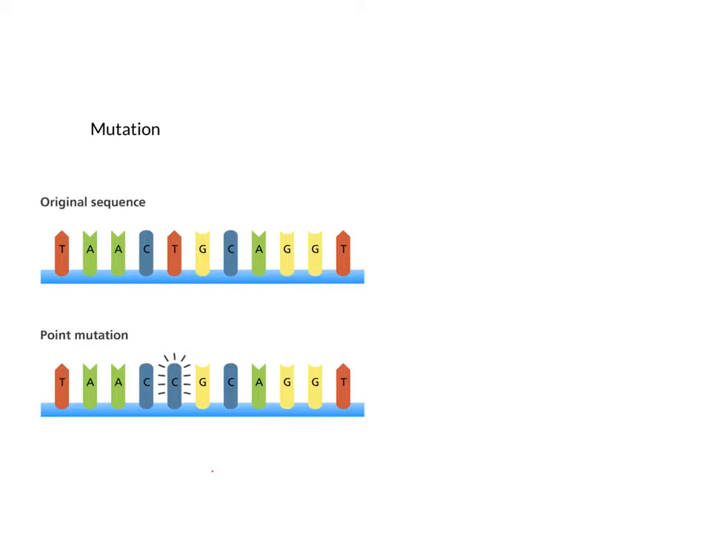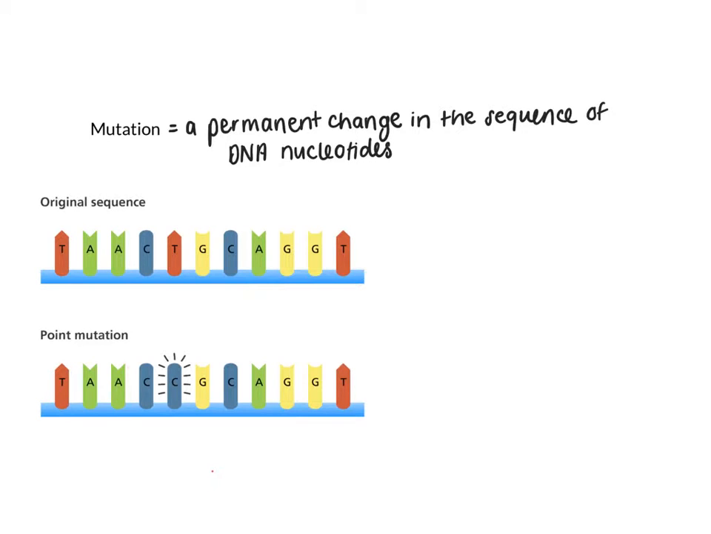Previously in our study, we have looked at how a mutation, that is a permanent change in the sequence of DNA nucleotides, causes genetic variation in a species. Now, we can see this in this diagram here, where the thymine, as shown here, changes to a cytosine, as you can see here.